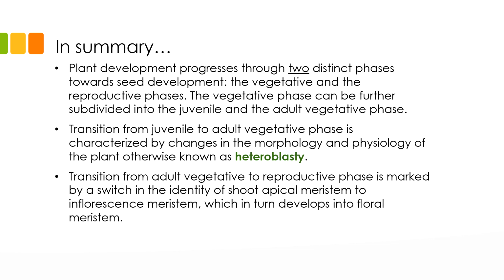The shift from the adult vegetative to reproductive phase is marked by a switch in the identity of shoot apical meristem to inflorescence meristem, which in turn develops into floral meristem.